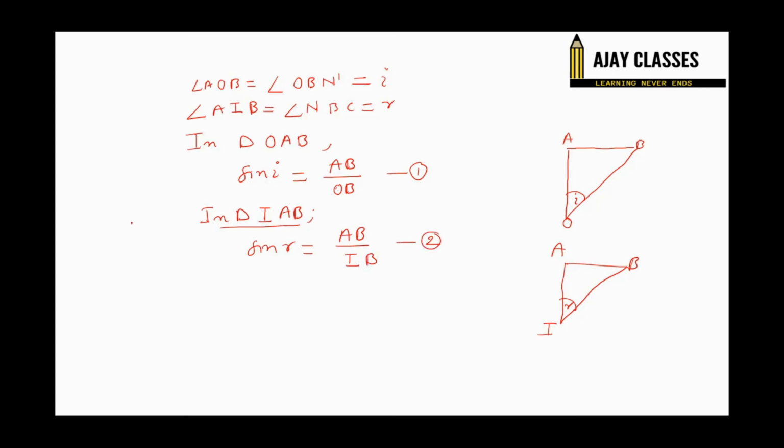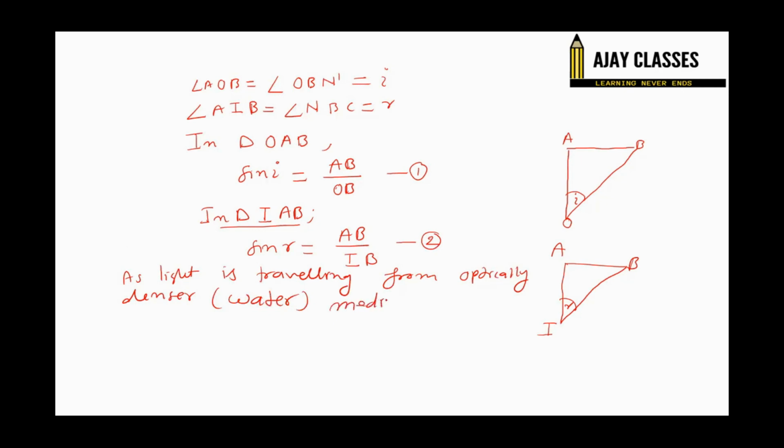Because light is traveling from optically denser medium, that is the water medium, to optically rarer medium, the air medium, we apply the rule by dividing equation 2 by equation 1.